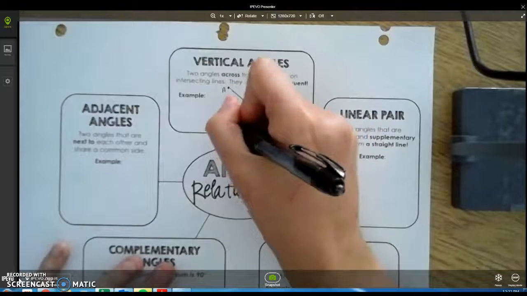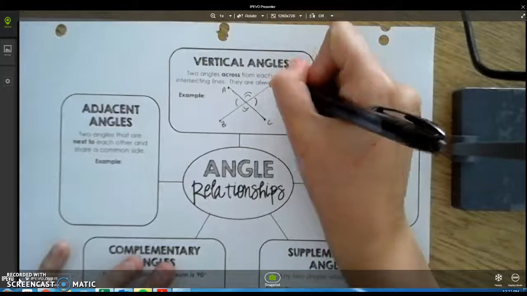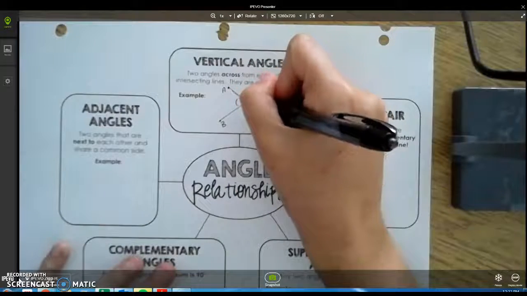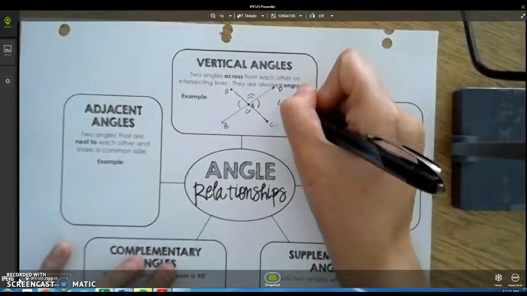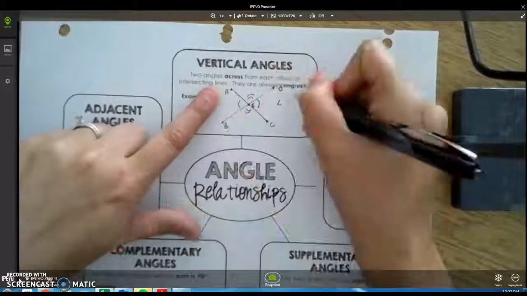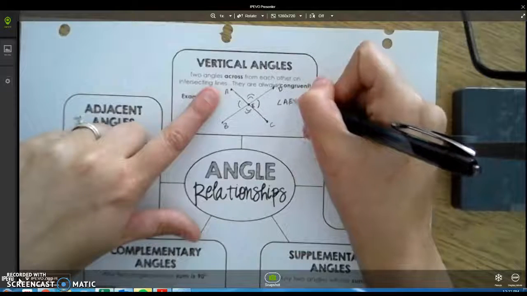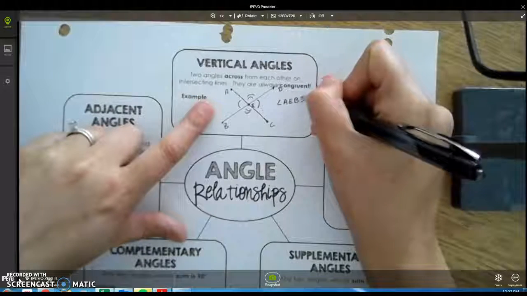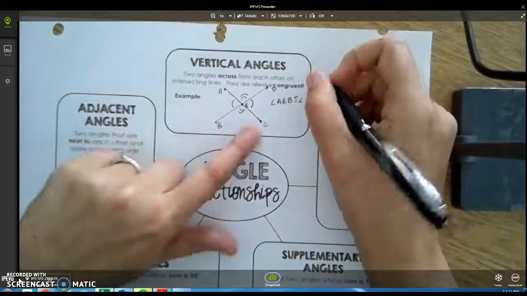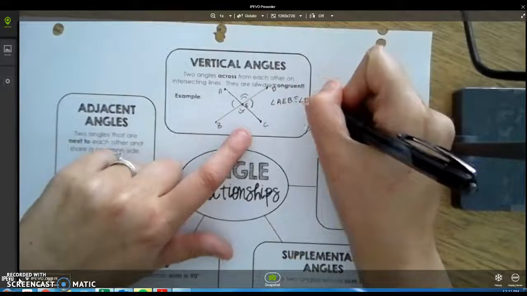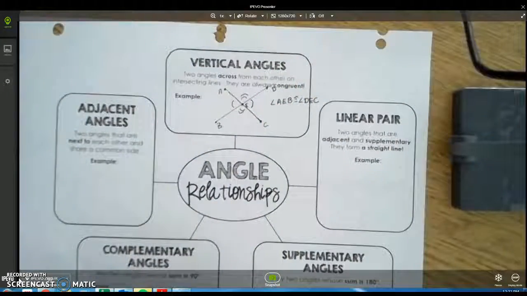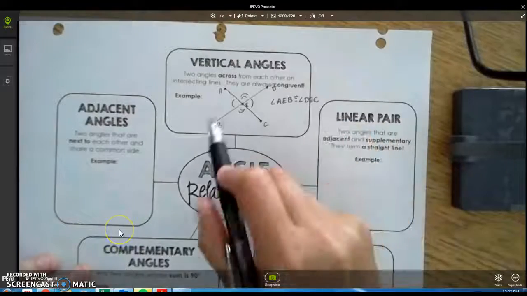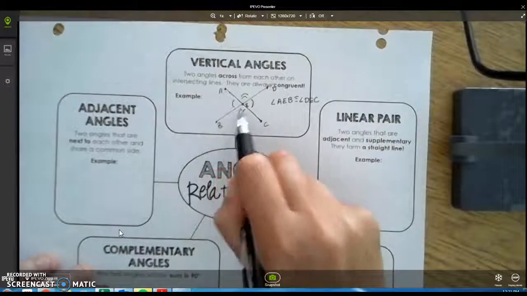A and E. So angle AEB would be congruent to angle DEC because they'd be across from each other. And then I'd be able to say angle AED.